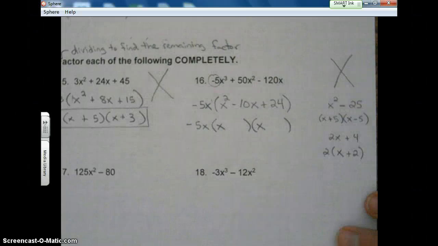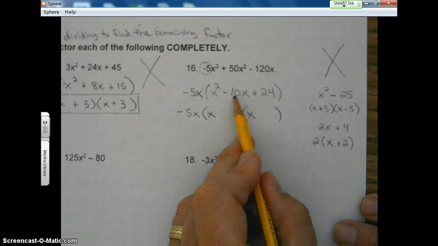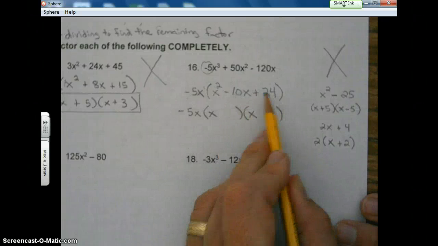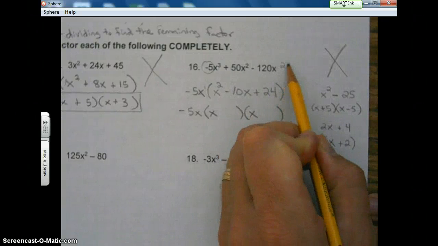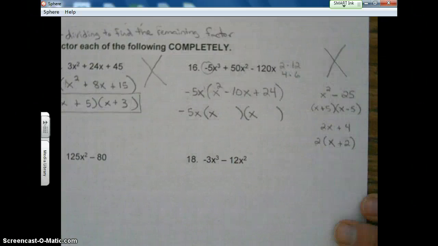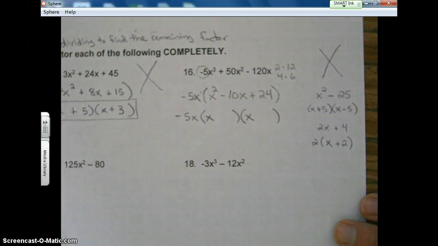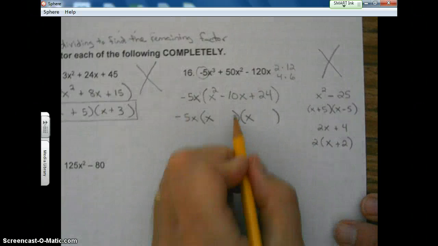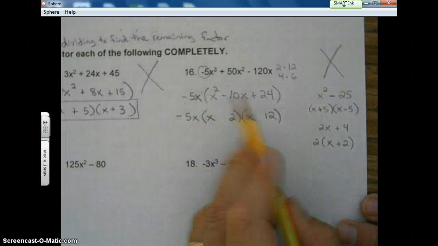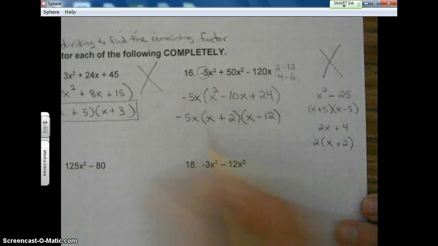X squared breaks up. Let's see. 1 and 24? No. 2 and 12? Yes. This one's tricky because there's a couple. 2 and 12 and 4 and 6. Which is it going to be? I think I'm going to go with the 2 and the 12. Notice the middle term is negative, so the bigger number gets the negative, the smaller number gets the positive.